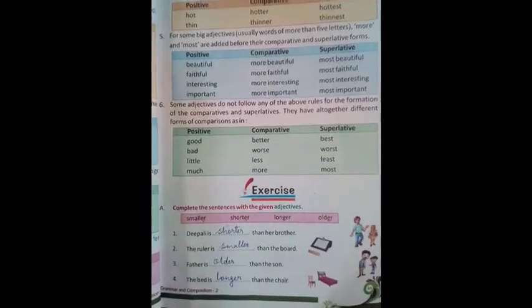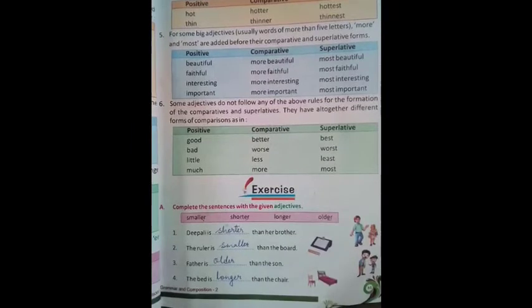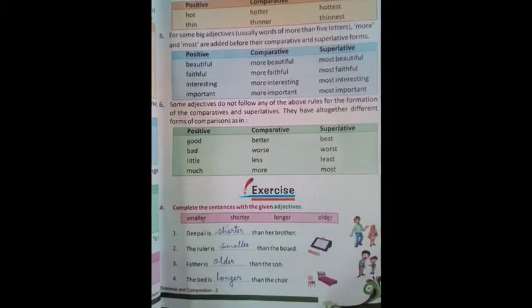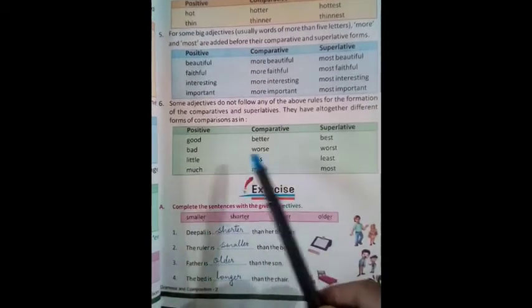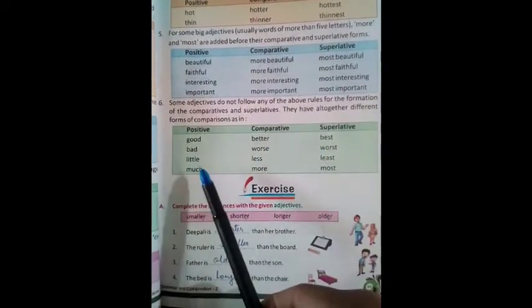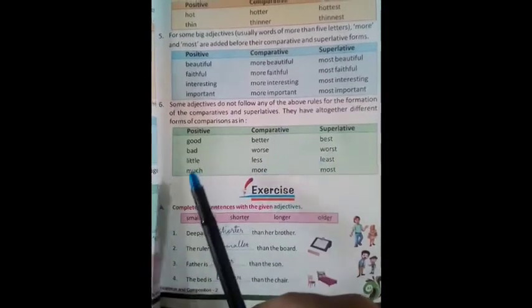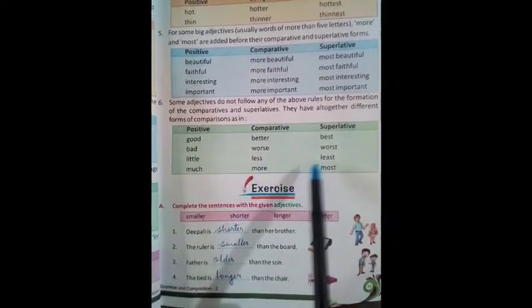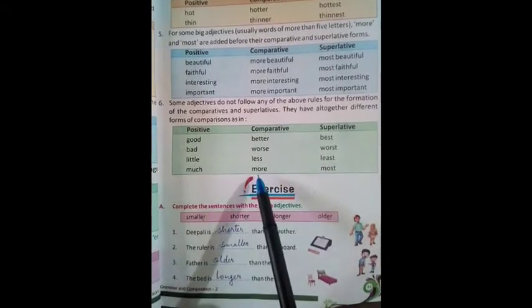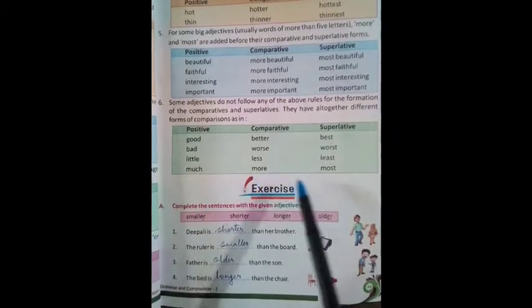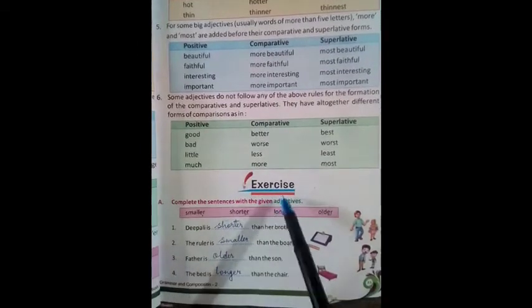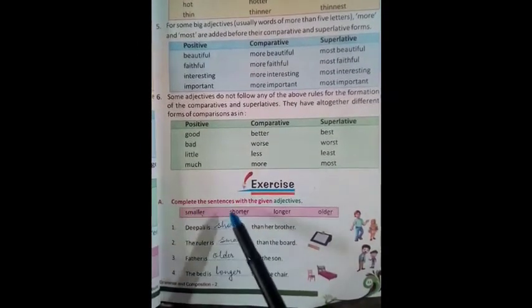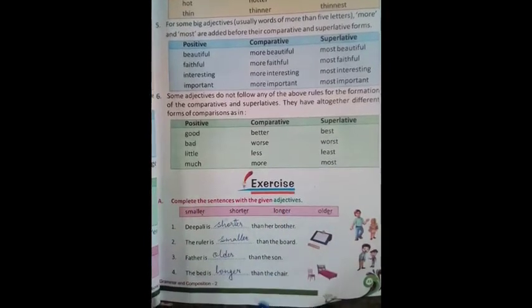Now, some adjectives do not follow any of the above rules. They have altogether different forms of comparison, like good, better, best, bad, worse, worst, little, less, least, much, more, most. Now we'll go to exercise A. Complete the sentence with the given adjectives.